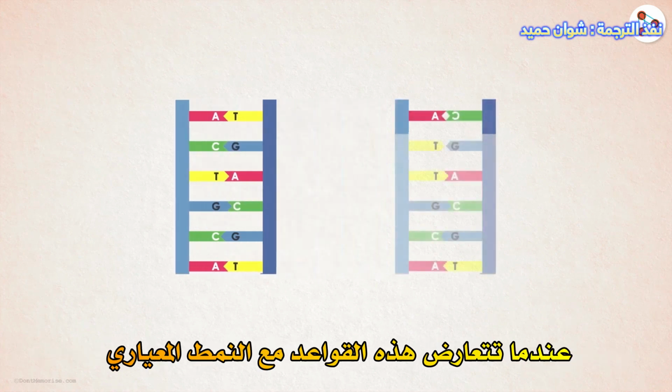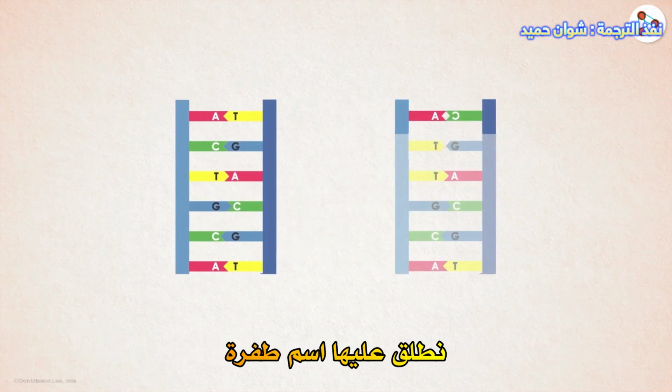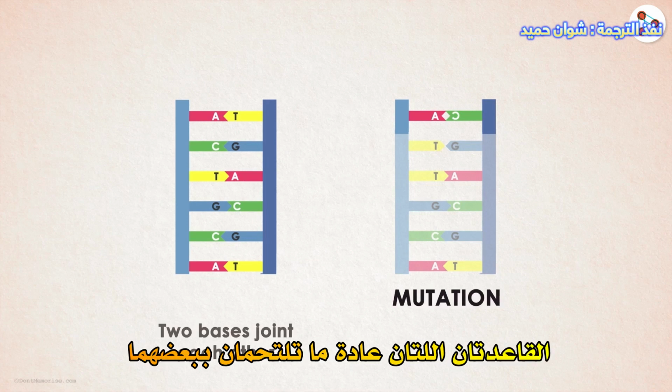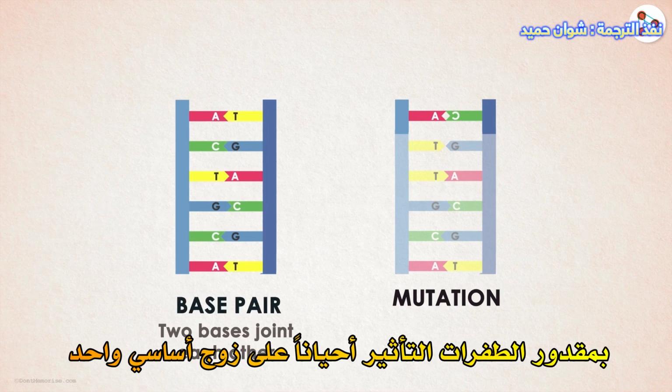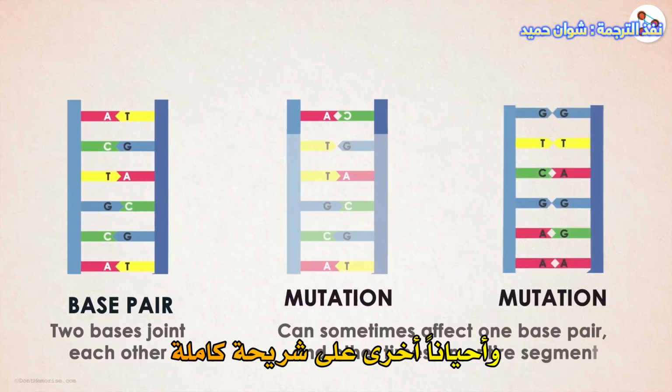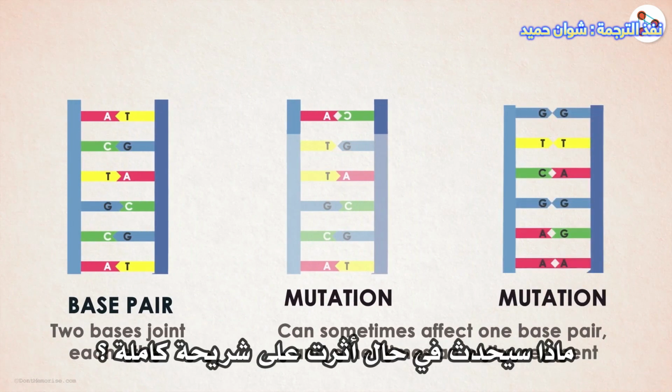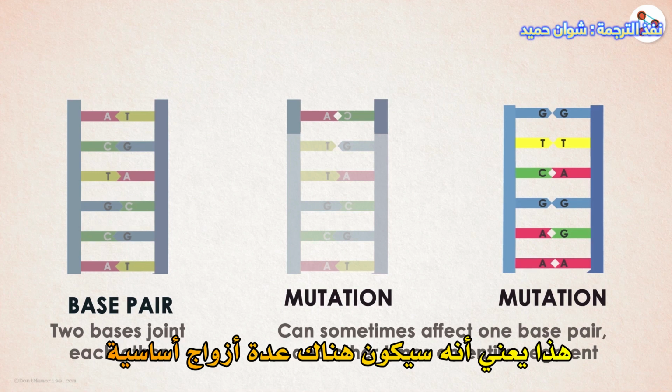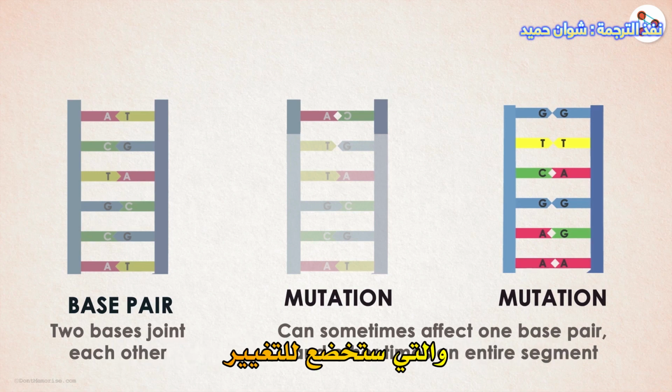When these bases go against the standard pattern, we call this a mutation. Mutations can sometimes affect one base pair and other times an entire segment. What would happen if it affects an entire segment? This means that there will be several base pairs which will undergo change.